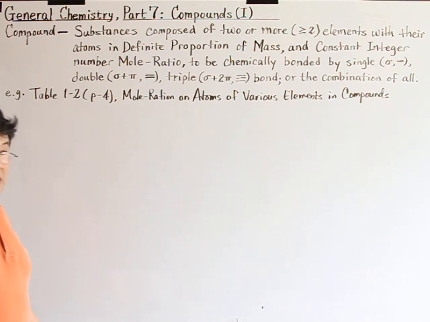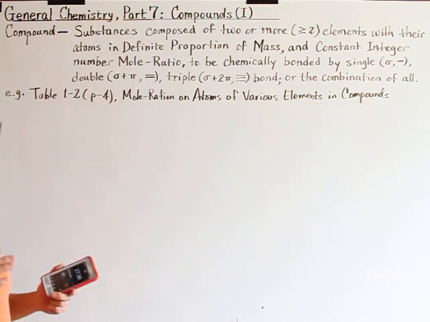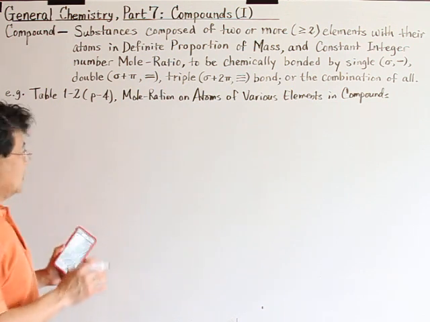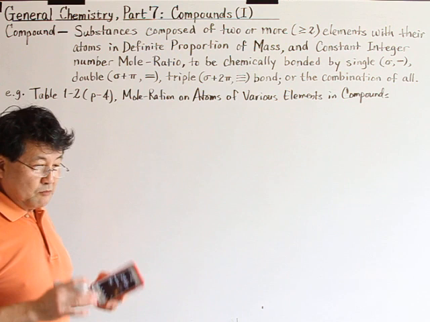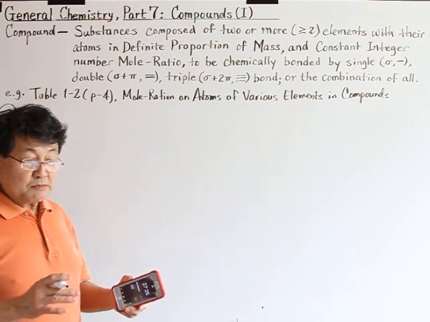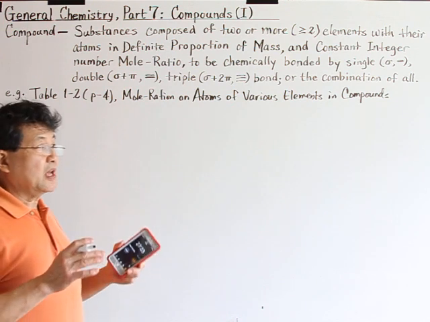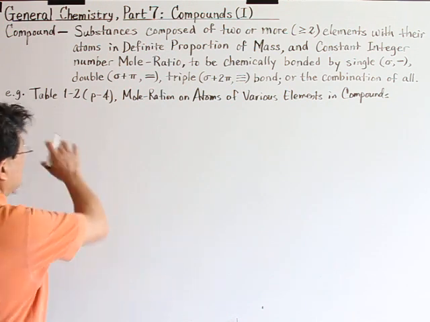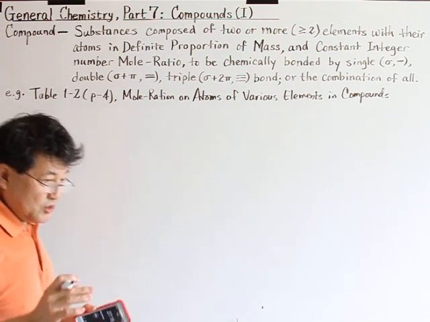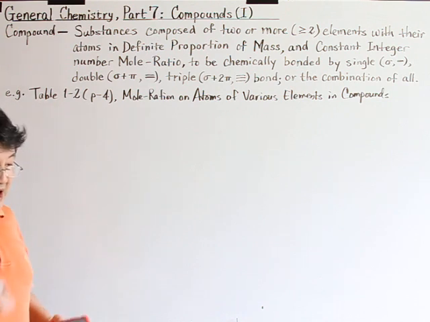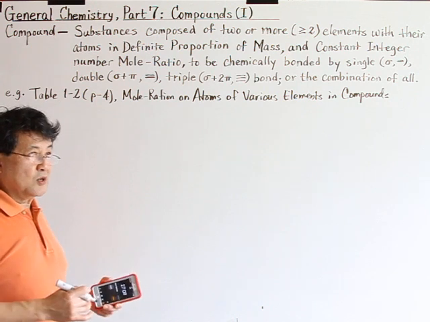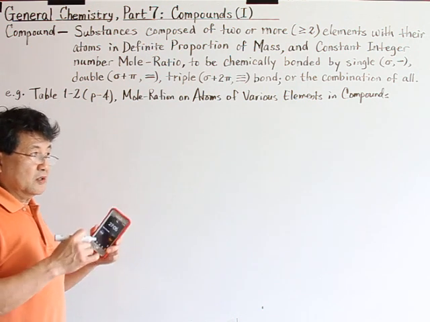So we are going to use examples to expand that. Now you have my notes on page 4. On page 4, there's table 1-2. It's called the mole ratio, which is the proportionality of atoms of various elements in compounds. Here I'll shorthand a little bit: mole ratio of atoms of various elements in compounds. There are about 13 listed there.